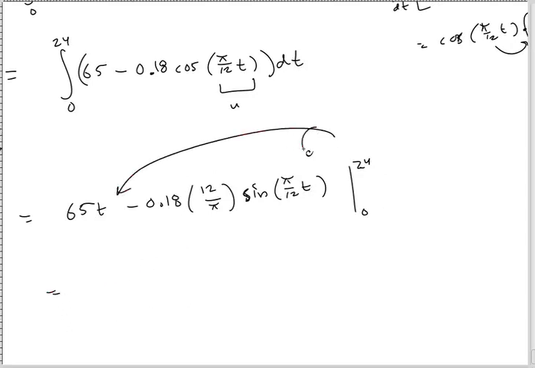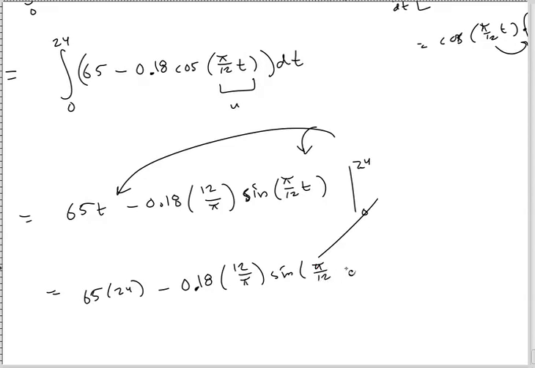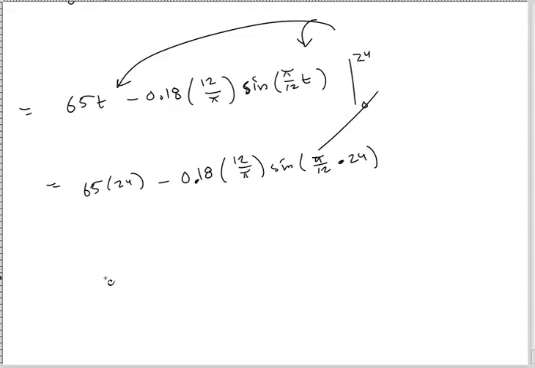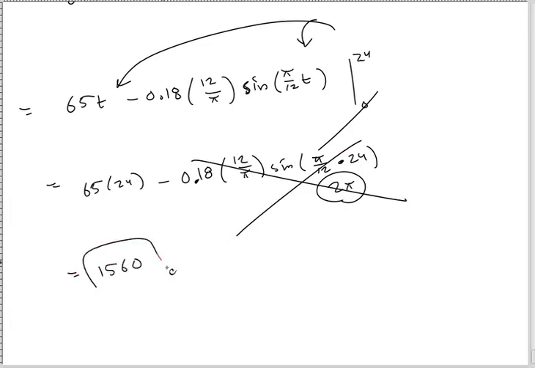Plugging in the 24, we get stuff. But when you plug in a 0, you'll get 0 and sine of 0, 0. So you don't have to do that one at all, thankfully. 65 times the 24 minus 0.18, 12 over pi, sine of the pi over 12 times 24. That's going to be pi over 2, makes a 1, by the way. Oh, no, never mind. It's not pi over 2. Hold up. 24 over this makes a 2 pi, right? That makes a 2 pi right there. Sine of 2 pi is a 0, so all this goes away. Leave behind only this right here, the 1560, and you're done.